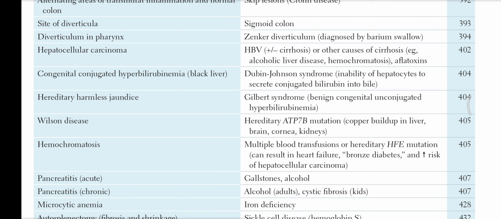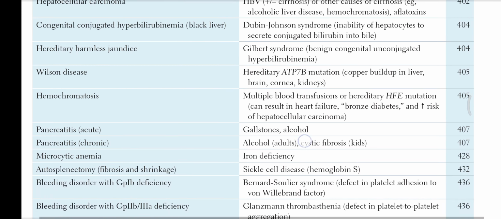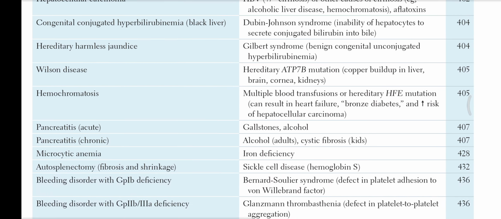Hepatocellular carcinoma. It is associated with HBV with or without cirrhosis or other causes of cirrhosis. Example: alcoholic liver disease, hemochromatosis, aflatoxin. Congenital conjugated hyperbilirubinemia, black liver. It is associated with Dubin-Johnson syndrome. Inability of hepatocytes to secrete conjugated bilirubin into bile. Hereditary harmless jaundice. It is associated with Gilbert syndrome. It is a benign congenital unconjugated hyperbilirubinemia.